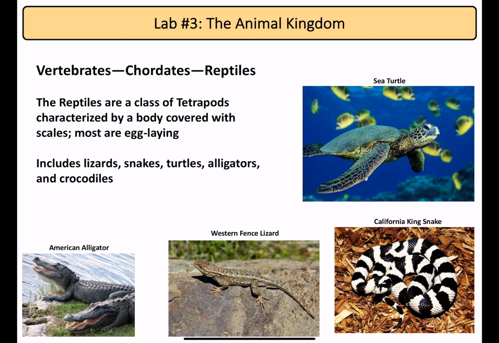The next group of tetrapods is known as the reptiles. They have a scaly body. Many of them lay eggs. This includes turtles, alligators, crocodiles, lizards, and snakes. Snakes are kind of interesting because they're a tetrapod that has lost their 4 limbs.